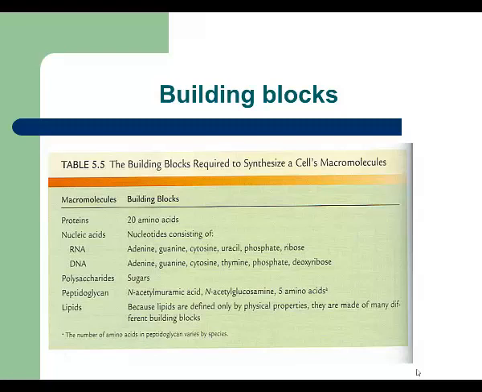Next example, peptidoglycan. Remember, all cell walls of bacteria are made of peptidoglycan. You already know it is a polymer, which is made of monomers NAG and NAM. And the last example, lipids. Lipids are polymers made of monomers, fatty acids.